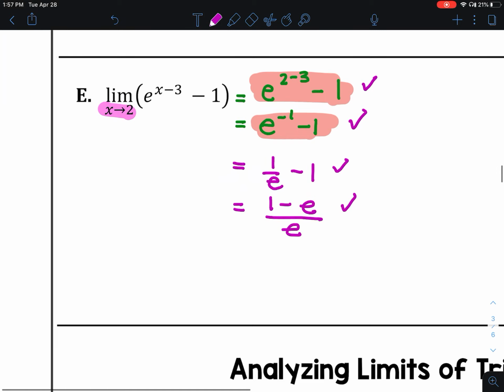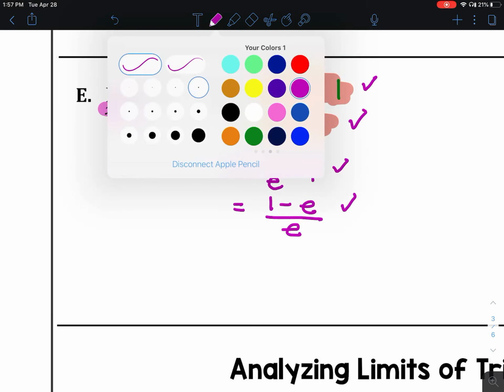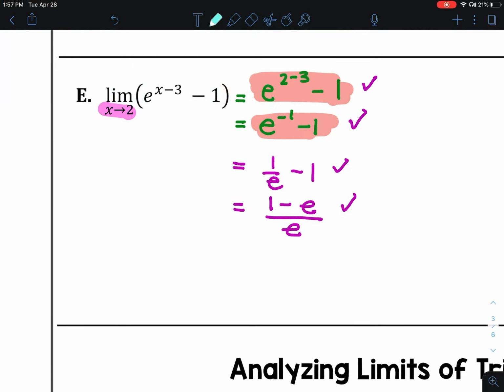And by the way, if I'm analyzing this function just for the fun of it, this is a growth function with no reflections. So we generally know that the shape of this graph is going to be like this. And we're going to have a horizontal asymptote at y equals -1.